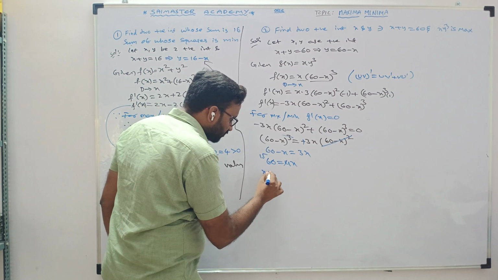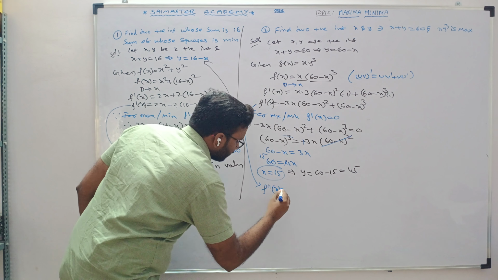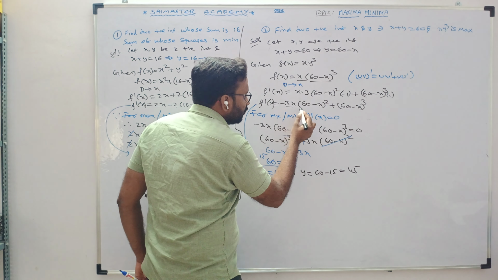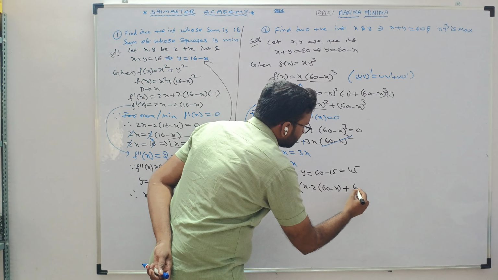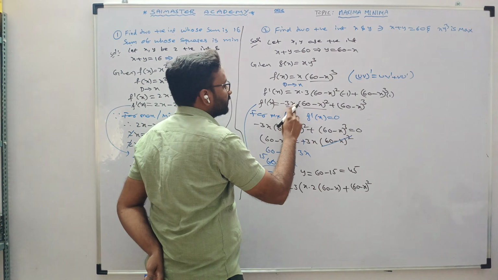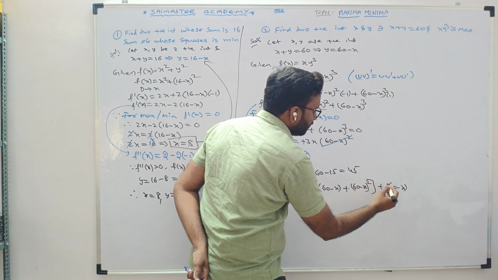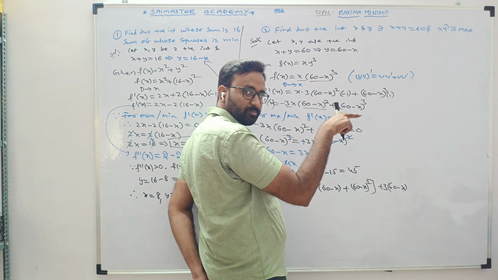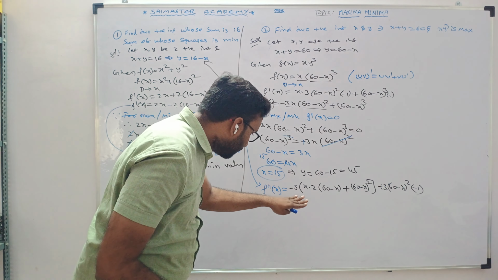But we need to show what? x y cube is maximum. That's why we have to find the double derivative. F double dash of x is equal to, again here what do you have to do? UV rule. So that is minus 3 into u times v dash: (60 minus x) whole square means 2 into (60 minus x) whole power 1, plus v, what is v? (60 minus x) whole square, and u dash, the derivative of x, is 1 only, no need to write. And for this plus (60 minus x) whole cube. Now this is 3 into x power n, n into x power n minus 1, and for 60 minus x it will be minus 1. So this is f double dash of x.